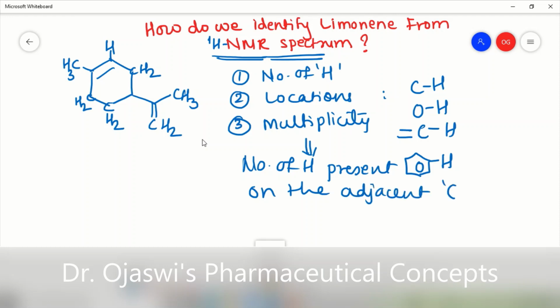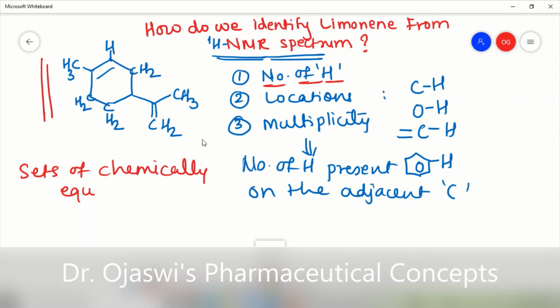Okay, so this is the type of information we get from the 1H NMR spectrum. Now let us see very specifically how the NMR spectrum of limonene will look. Basically, the number of hydrogens means the number of sets of chemically equivalent hydrogens. So what is a chemically equivalent hydrogen? They are the hydrogens which are present in the same chemical environment.